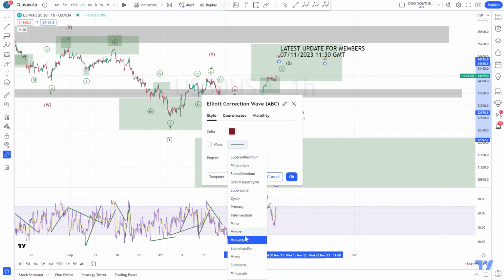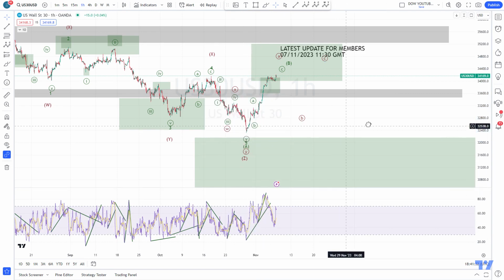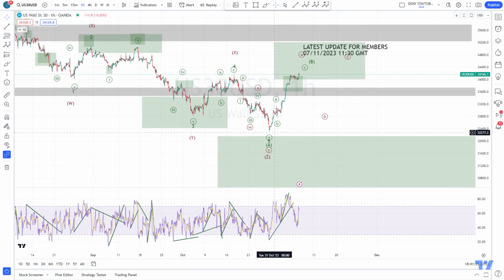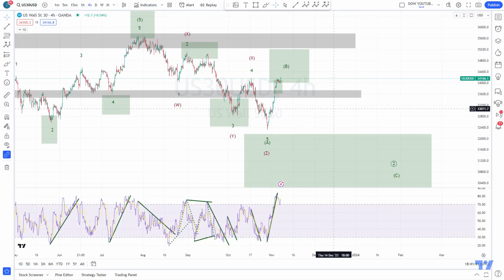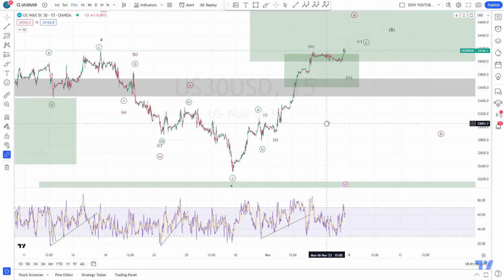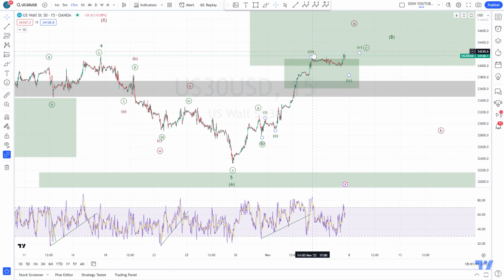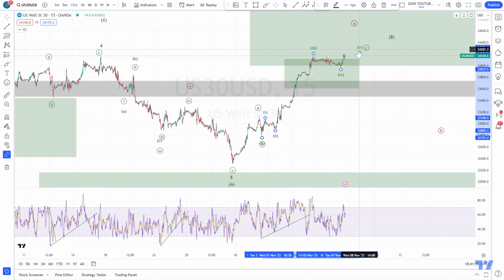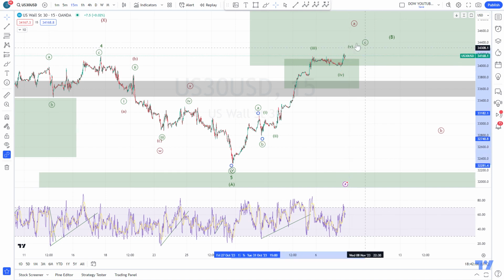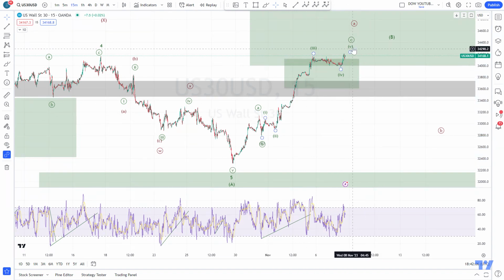So this means that what we have to do is further monitor the lower time frame. So for now, let's have a look at the 15 minutes. Yeah, I would count it like this. If the wave C is playing out or finishing, it cannot take long anymore, I would say. Then we have to finish soon, right here.